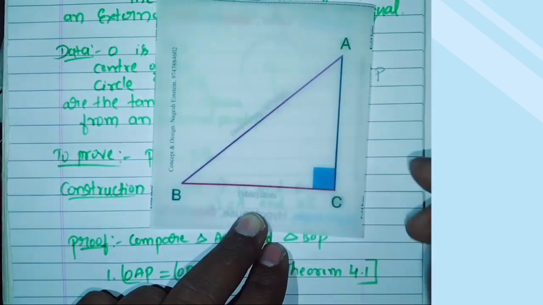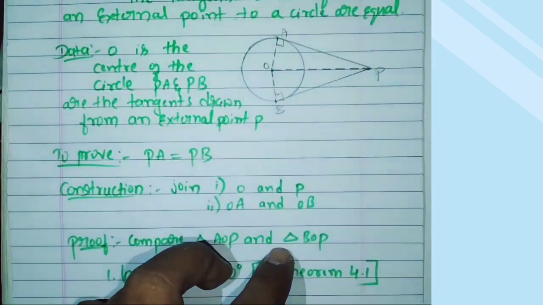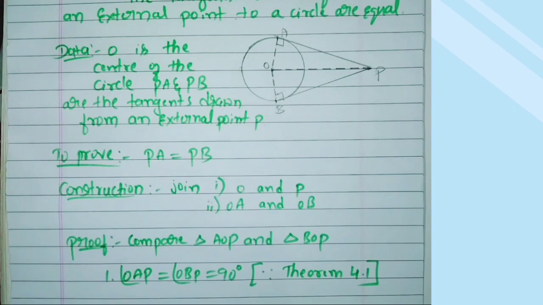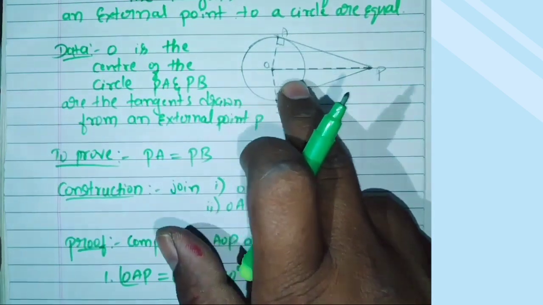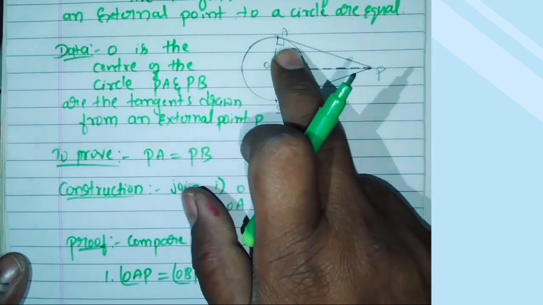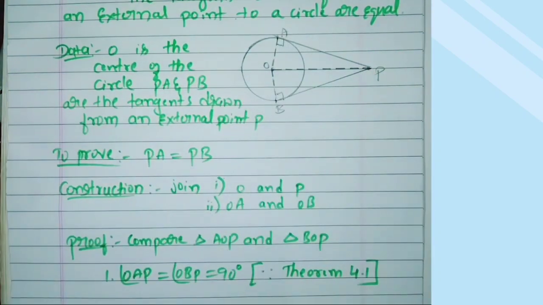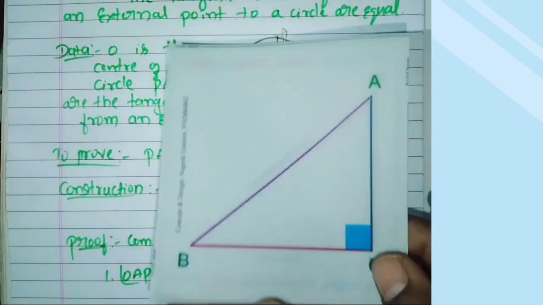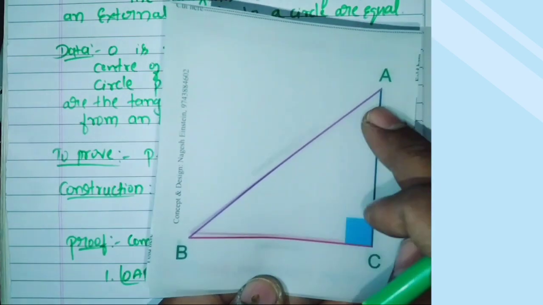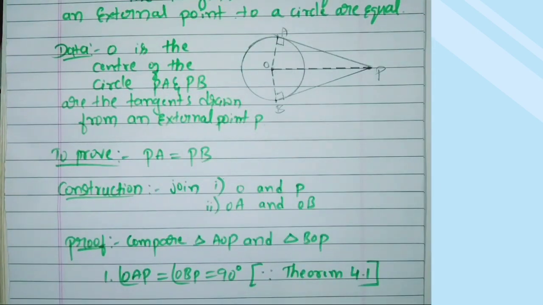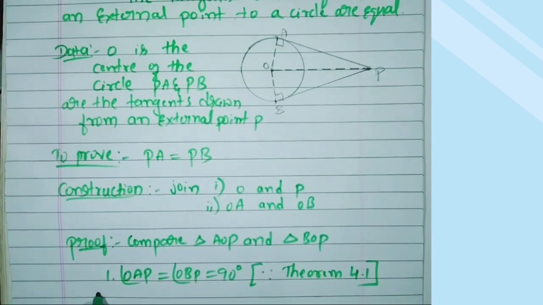This is a right angle triangle. Here I already told you angle A and B are 90 degrees. Opposite to 90 degrees is called what? Yes, definitely it is the hypotenuse. So that's why OP here is called the hypotenuse.